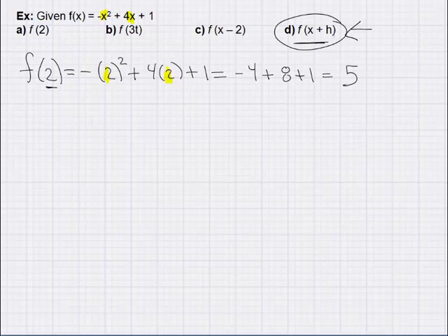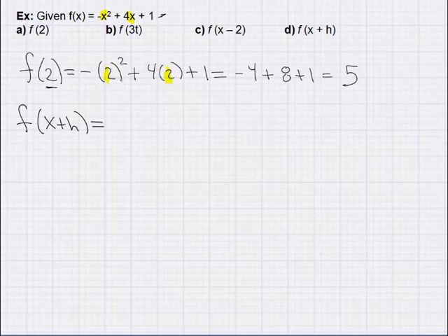Again, a common mistake with f of x plus h is a lot of people think you just add h onto the end of this function here. But that's not the case. What I'm going to do is plug x plus h into the function. Okay? So, if I wanted to find f of x plus h, I should do it like I did with 2. I should have negative x plus h squared plus 4 times x plus h plus 1. That's how I'm going to find f of x plus h.